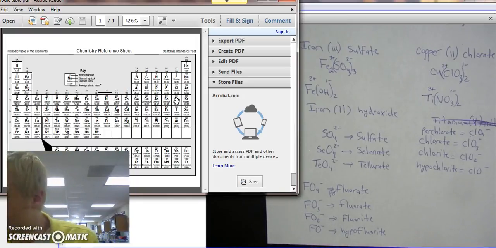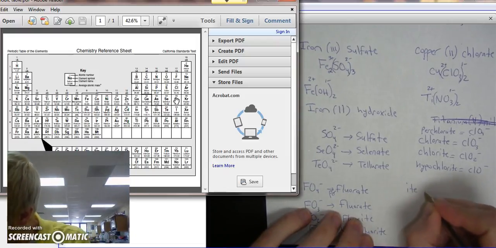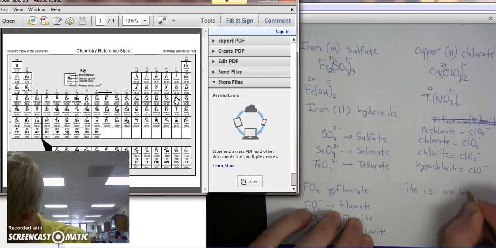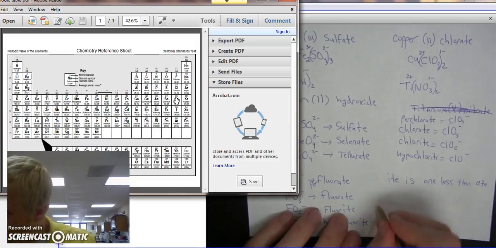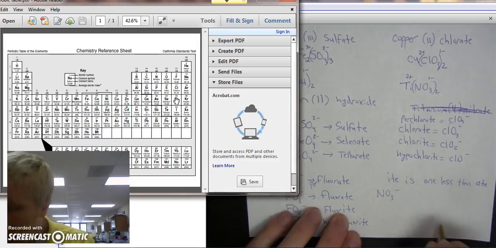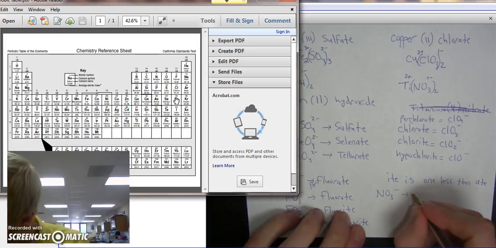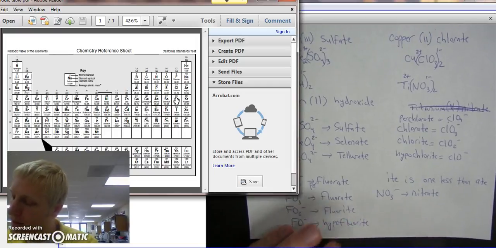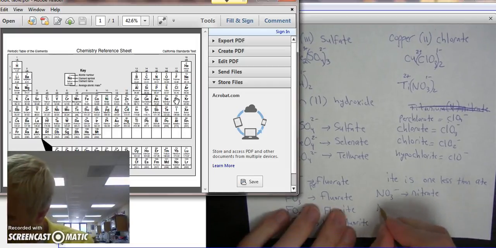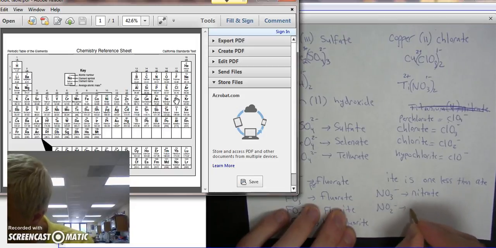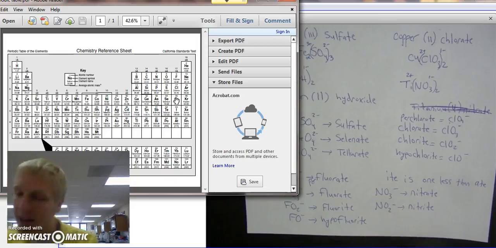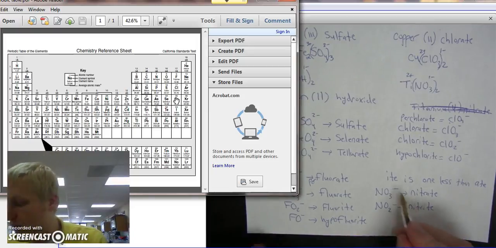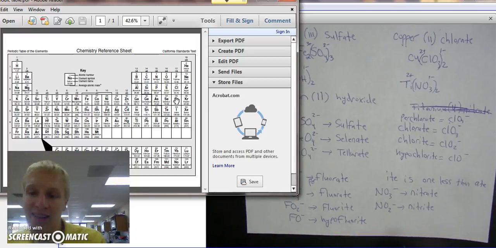Another pattern that you want to take note of is that ite is 1 less than ate. Ite is 1 less than ate. So we have nitrate, minus 1 charge. So if we had nitrite, that would be NO2 minus. So we have 1 less oxygen than ate. So to be more specific, ite is 1 less oxygen than ate.